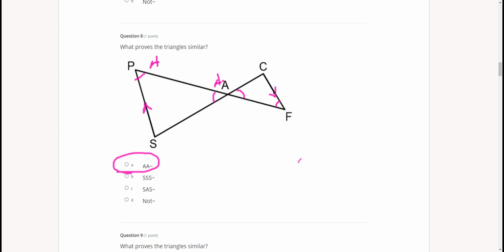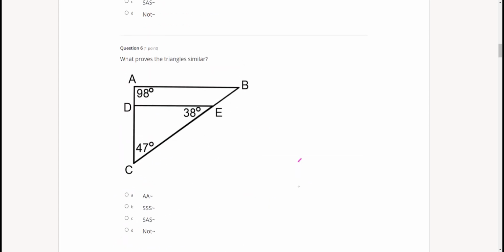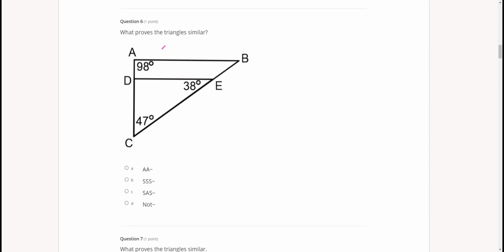What about 6? This one, all you have is angles as well. So you can use triangle sum to find this one. I shouldn't have made it right because it's not really right. But what's 180 minus 47 minus 38? That's going to be 95. And then if I look at the big triangle, I've got the 98 and the 47, so I could subtract those. 180 minus 98 minus 47 is going to give me 35.